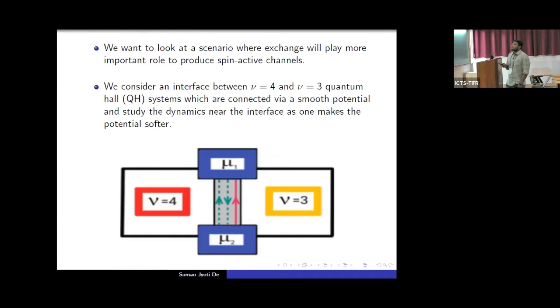Okay, so with this background introduction, we want to look at a different scenario where the exchange will play a more important role in producing a spin active channel. I will go into the details of what we mean by spin active channels later, but that is our motivation. For this reason, we consider a system where on the left hand side there is a nu equal to 4 region, and on the right hand side there is a nu equal to 3, and there is a background potential that connects the nu equal to 4 and the nu equal to 3 regions, and we can play with the width of this background potential.